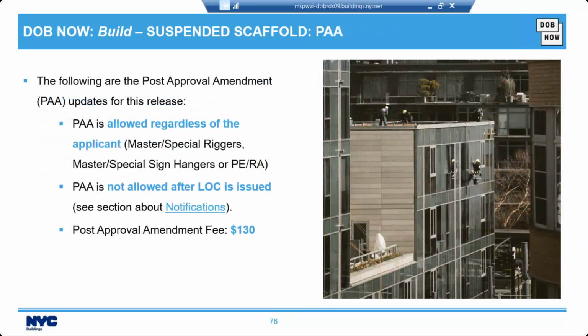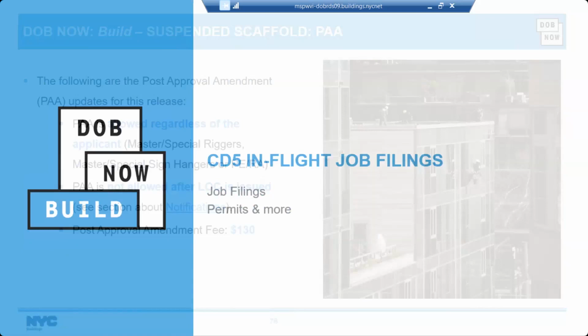The following are post-approval amendment (PAA) updates for this release. A PAA is allowed regardless of the applicant, whether it's a master special rigger, master special sign hanger, or PE/RA. PAAs are not allowed after the LOC is issued, and we'd have to go back and take a look at the section on notifications for additional information, or just to review and refresh. Now, the post-approval amendment fee is $130.